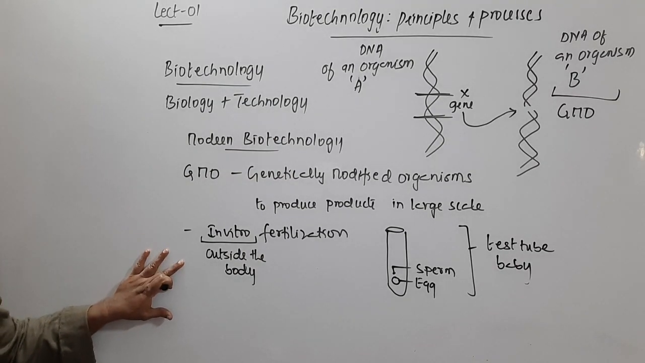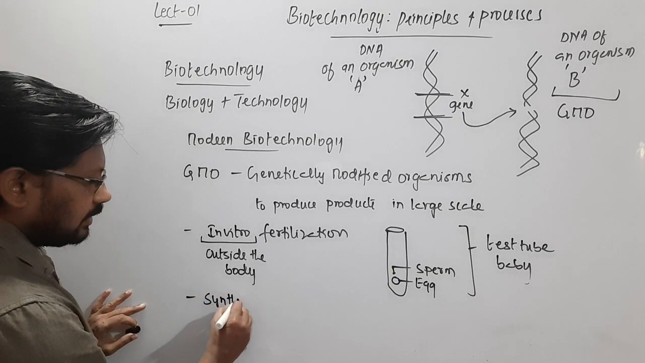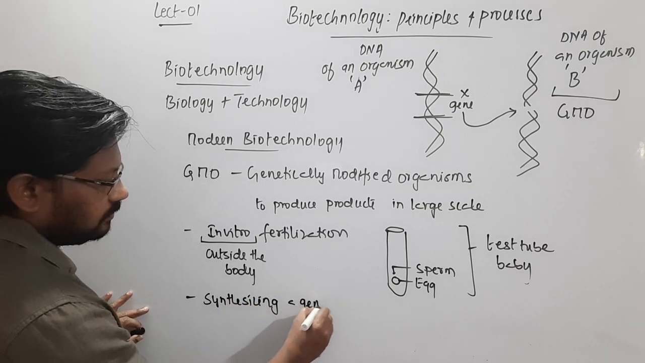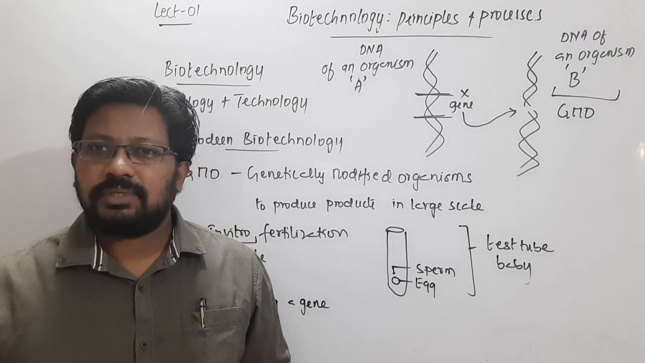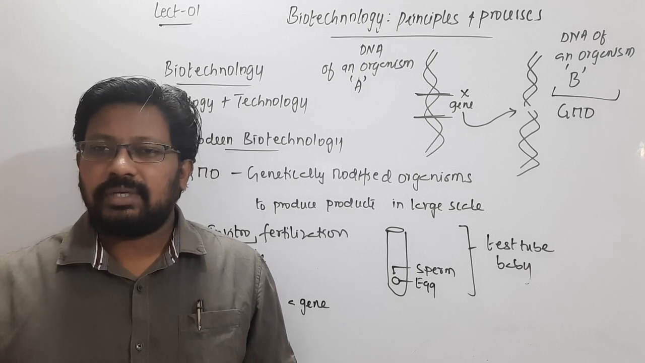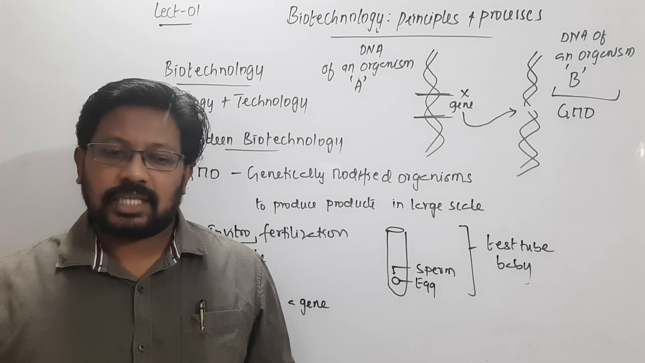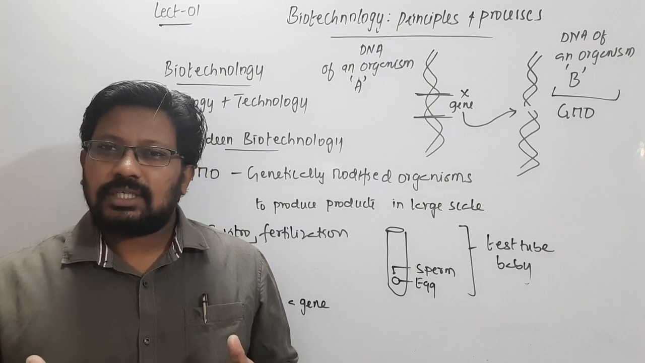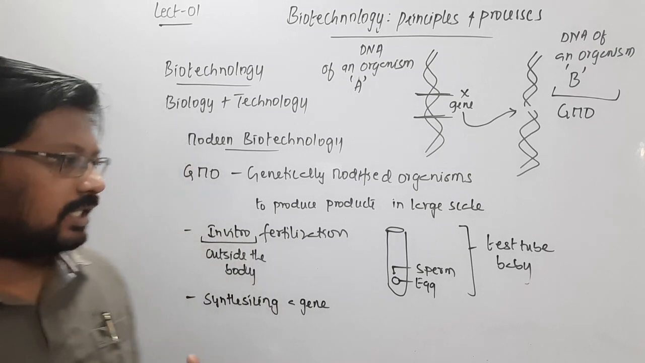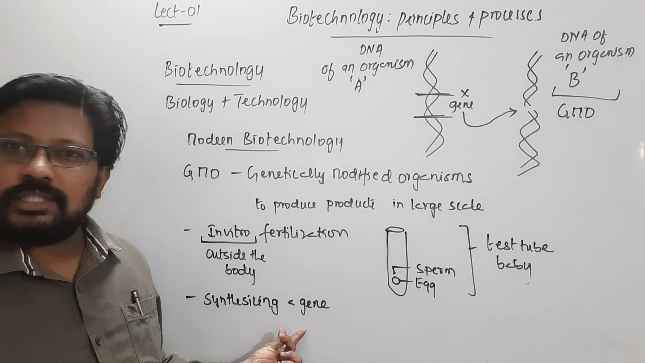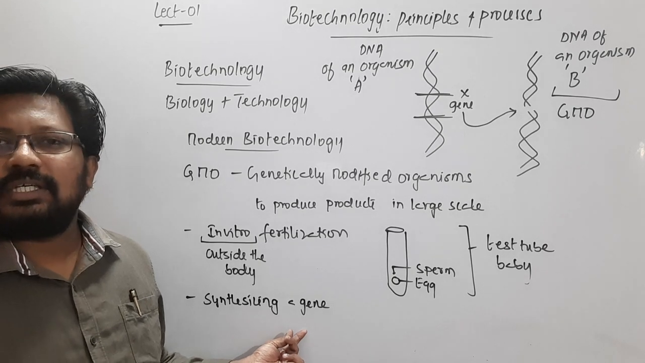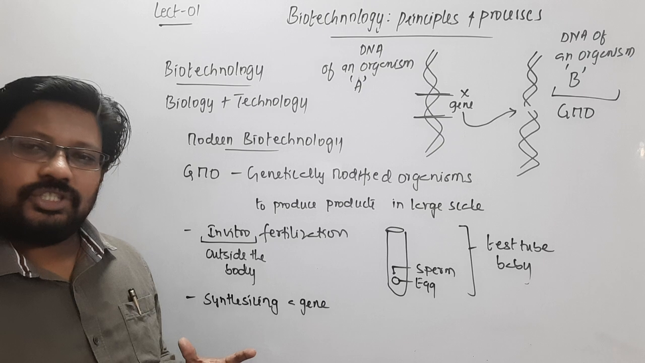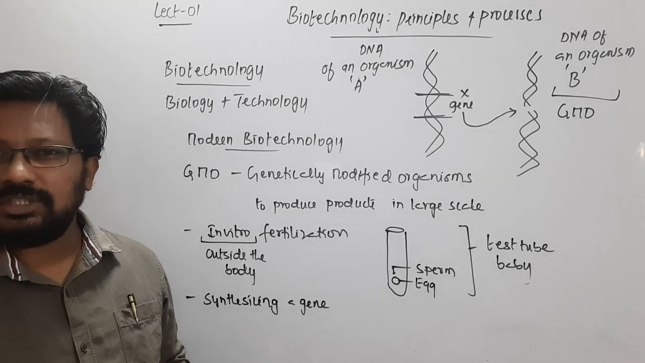Okay, so this is also considered under biotechnology here. And then synthesizing a gene. Because we have come to know what a gene is and what it is made up of. A gene is simply made up of a sequence of nitrogen bases. We know those nitrogen bases: adenine, guanine, thymine. Each gene, as I told you in the previous chapter, is made up of a particular sequence of these nitrogen bases. So each gene has its own sequence of nitrogen bases.